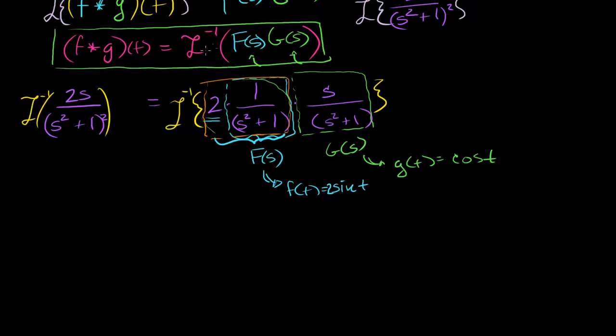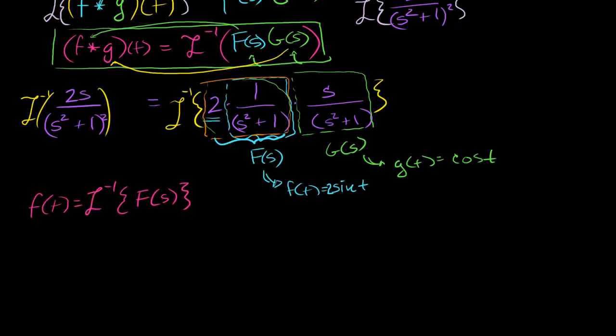So if I have an expression written like this, I can take the inverse Laplace transform, and it will be equal to the convolution of the original functions. It will be equal to the convolution of the inverse of f and the inverse of g. Let me write it this way. We know that f of t is equal to the inverse Laplace transform of f of s. And we know that g of t, I should have done it in a different color, but I'll do it in green, is equal to the inverse Laplace transform of g of s.